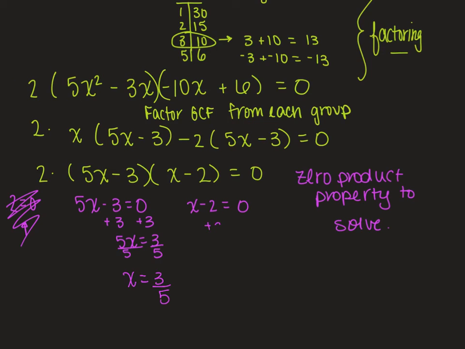And over here, we can solve for x again. We have to add 2. Remember, these are two separate problems now. We have two separate things we're working on. They don't have anything to do with each other at the moment. So then we get x equals 2. So we have two x values here. These are two solutions.